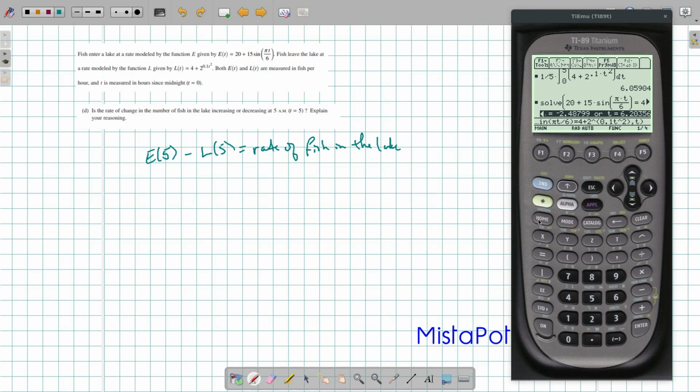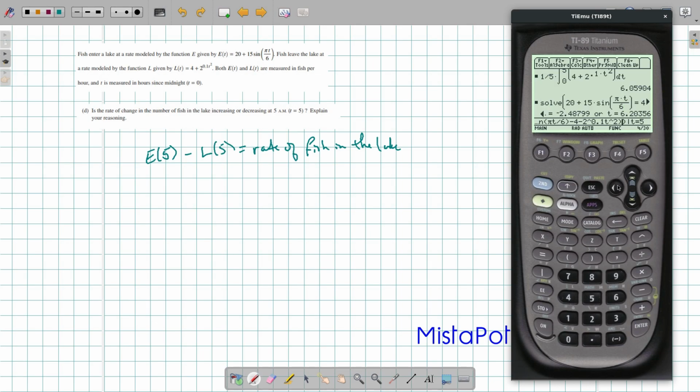So I'm just going to evaluate this. So I'm going to put in parentheses. Let me go back down here and clear. I'm going to do parentheses E of t, which is 20 plus 15 times the sine of pi t over 6, minus L of t. So I need to make sure I subtract both of these. So minus 4 and minus 2 raised to the 0.1 t squared. And I want to evaluate this at t equals 5.